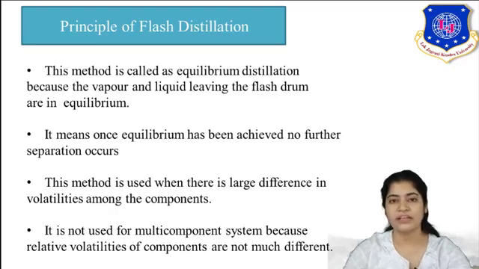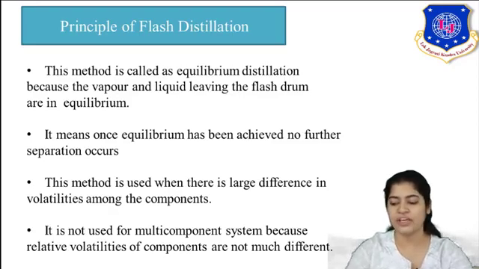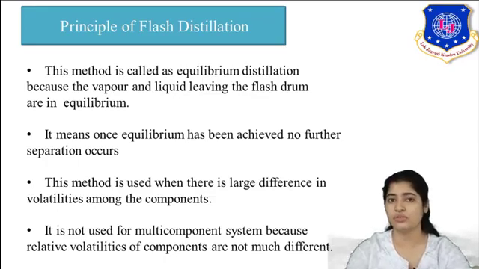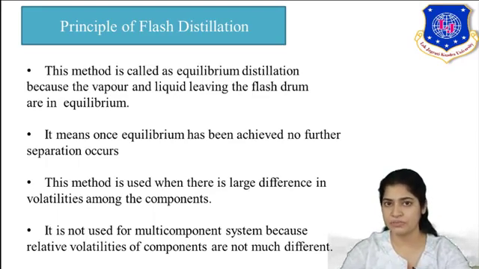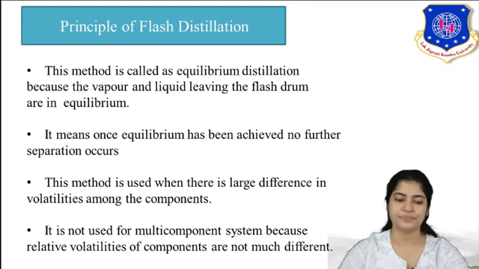So if I have taken my feed solution of A and B, then the difference between the volatility of A and B must be very large. Then and only then can you use this method, right? If the boiling point of A is, suppose, 50 degrees Celsius and the boiling point of B is, suppose, 80 degrees Celsius, you can see the difference in boiling points. What does it show? It shows that the difference between the volatility is large.